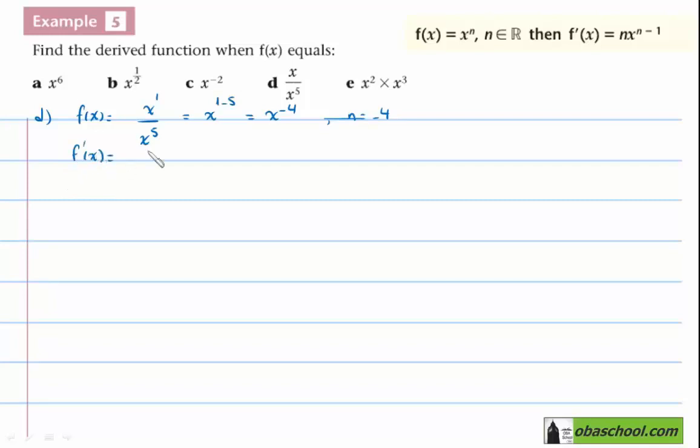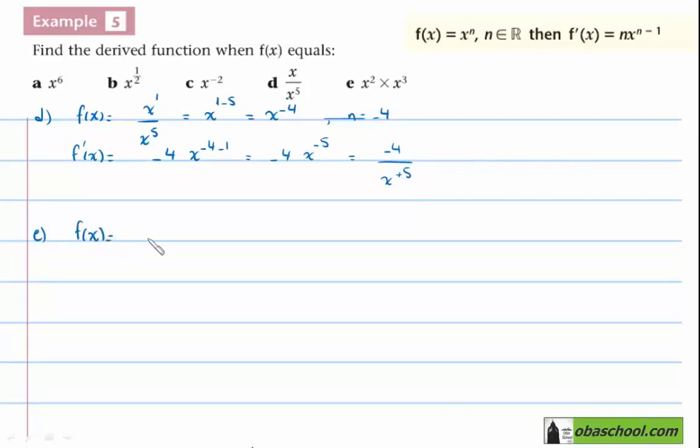Let's apply the formula. F prime of x equal n, or minus 4, multiplied by x to the power minus 4 minus 1, that is equal to minus 4 multiplied by x to the power minus 5. X to the power minus 5 can be written as 1 over x to the power 5. Therefore, now we can say this is equal to minus 4 divided by x to the power 5.